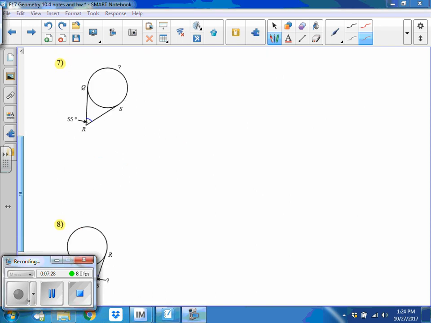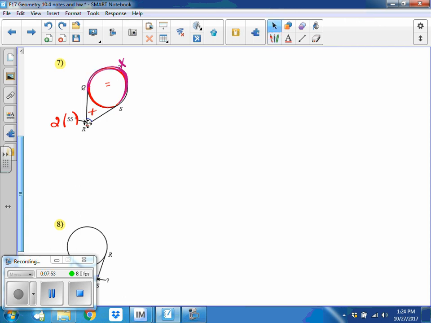All right, now let's go to number 7. So number 7 has the vertex outside the circle. So I know I have to multiply the angle times 2, and then I have to add this arc here, and that is going to equal this arc here. Well, let's identify our question mark. We'll call that x. Now, if I'm going to call this arc x, that means I have to find a label for this other piece, because they didn't tell me what that was.